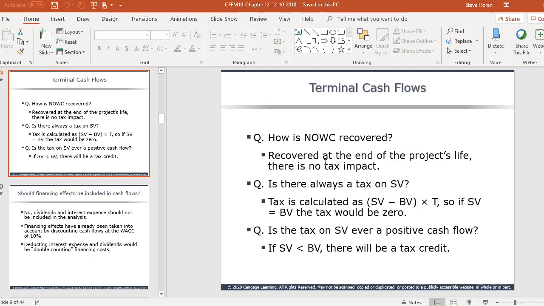And then it says, is this tax on salvage value ever a positive cash flow? Yes. So if we sell equipment at a loss, if I take a capital loss by selling something, in other words, salvage value is lower than book value, then I get a tax credit for that. I get a tax benefit. So that would be a positive cash flow. It just depends. When I sell this, is salvage value larger than book value or smaller than book value? That determines if it's a positive cash flow or a negative cash flow.